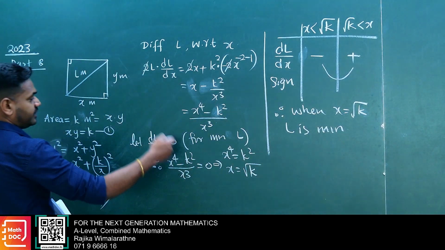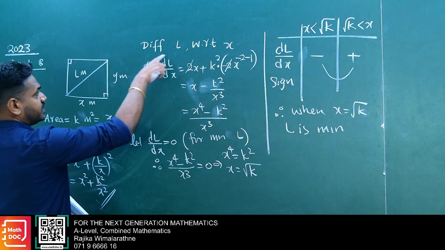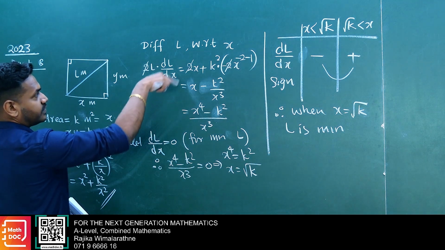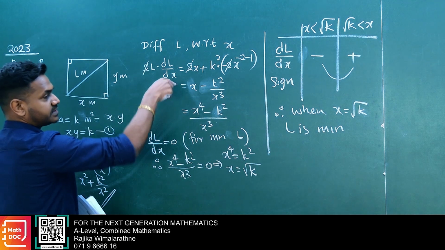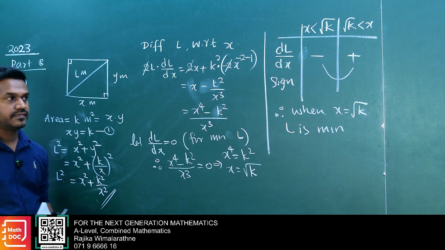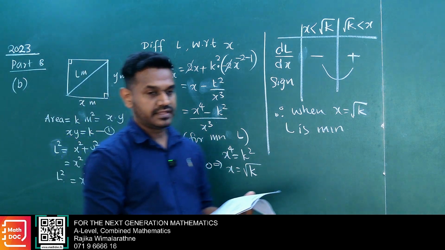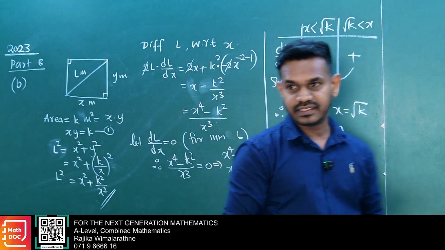When you take dL divided by dx equal to 0, this full term will disappear. Then don't worry about this L term, L times 0. Okay, then you go to the 2022 question and start.